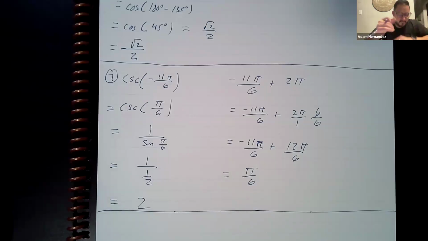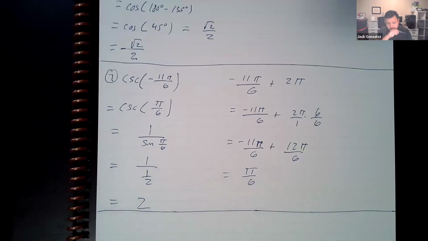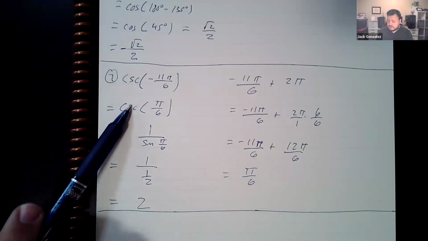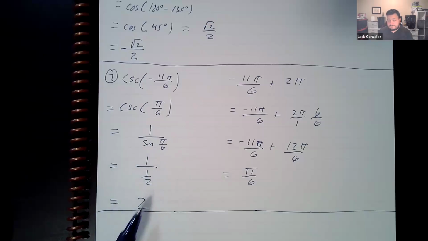Okay. That's why it's 2. And this is the algebra why it's 2 as well. But the definition of cosecant is 1 over sine. So you can use the circle here.